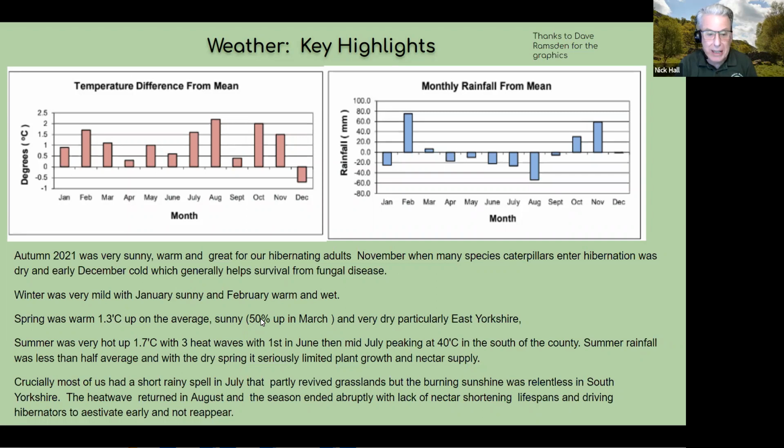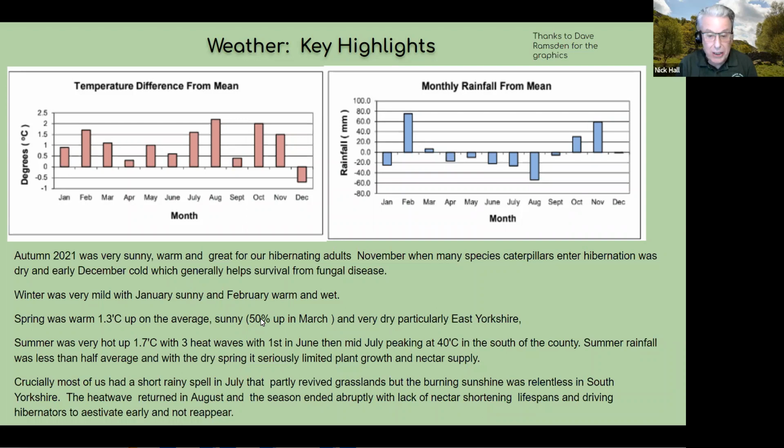It was only a very short spell of about one day, but we got quite intense rain, and maybe a couple of inches fell. And that revived things enough. The heat wave returned in August, and then, unfortunately, the season just seemed to end abruptly because there was so little nectar. And that is the other part of the story, really. It drove a lot of species to hibernate very early.